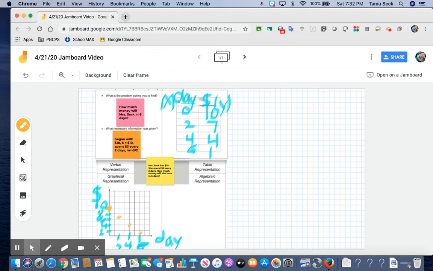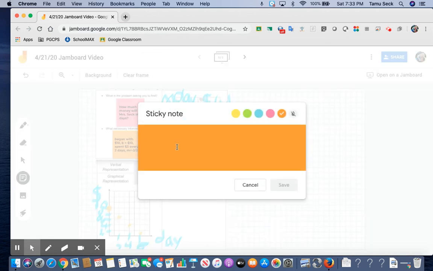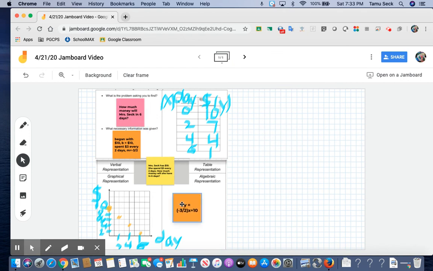And for an algebraic representation, I'm going to use a sticky note. My function is y is equal to negative 3/2 x. So I'm going to put it in parentheses because I'm typing it. The fraction plus $10. So this means that I began with $10 and my money decreased $3 every 2 days. So I would put this function right here as an algebraic representation.